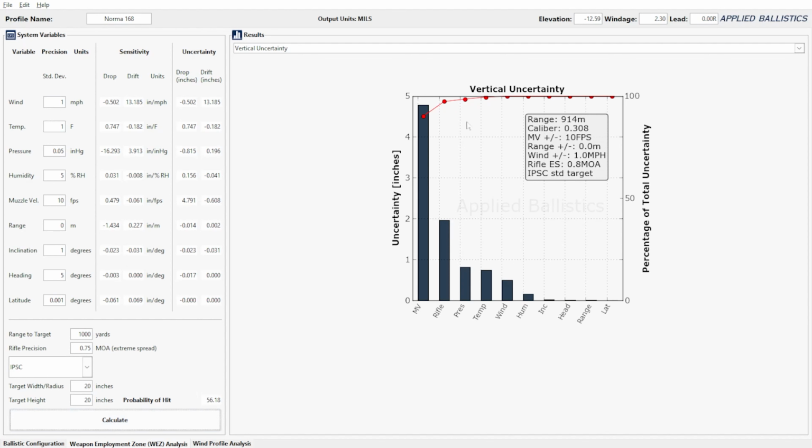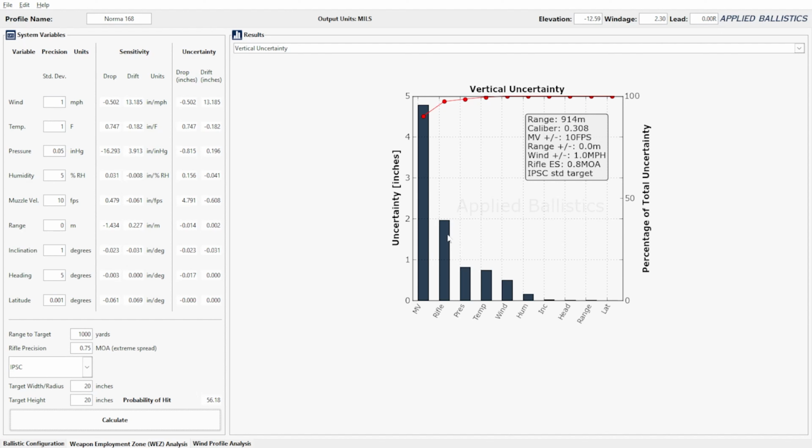And then we use this chart. This chart's really, really valuable because it literally tells you where to spend your money, and there's no doubt about it, the biggest uncertainty that it gives us is muzzle velocity. If you've got pretty standard ammo, and that's good standard ammunition, then your biggest problem with hitting the target is still muzzle velocity.